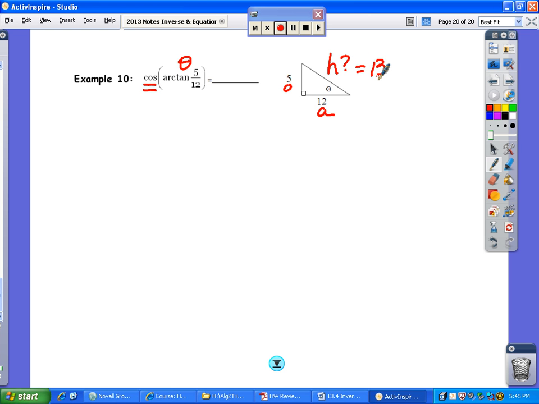So now they ask us cosine. What's the cosine of this angle? Well, cosine is adjacent over hypotenuse. So the cosine of theta is equal to 12 over 13. So that's our answer, 12 over 13.